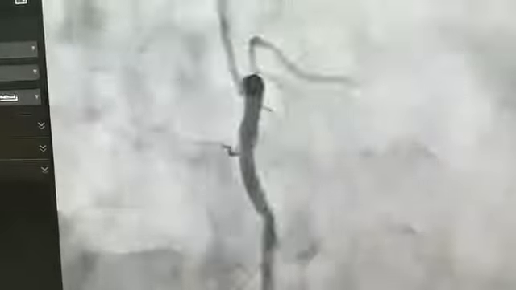This is the ALO caudal view to look at the coronary, and this is the right coronary artery, which shows a small plaque in the mid-segment of the right coronary artery. It's a dominant right coronary artery with a non-significant plaque in the mid-segment.